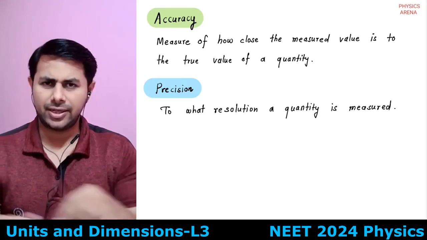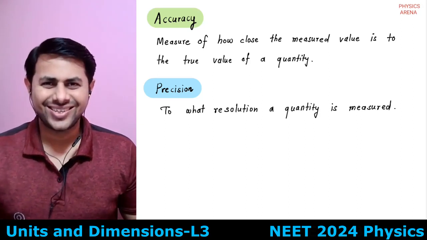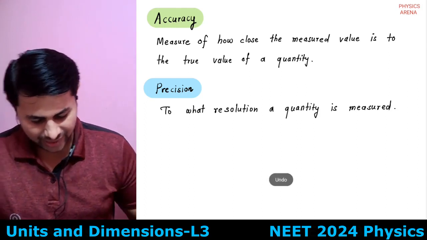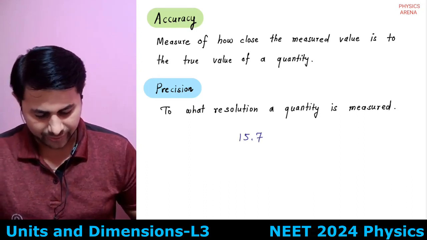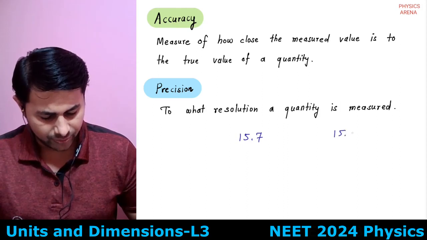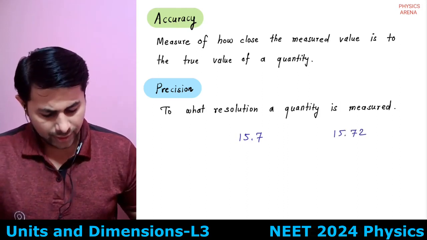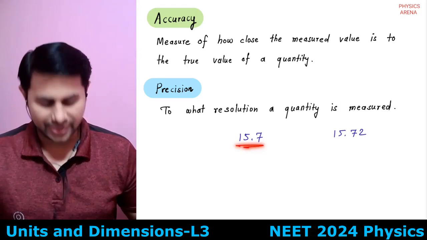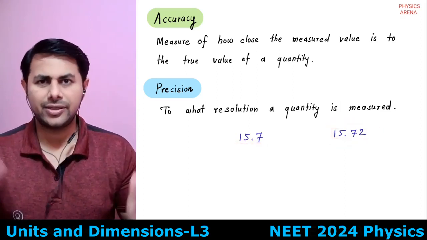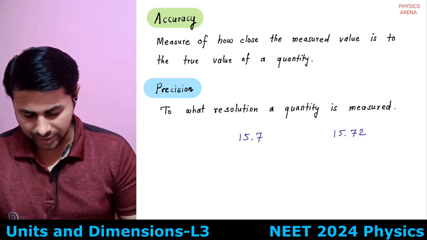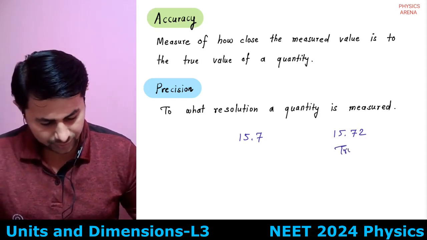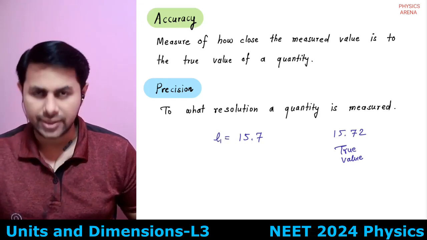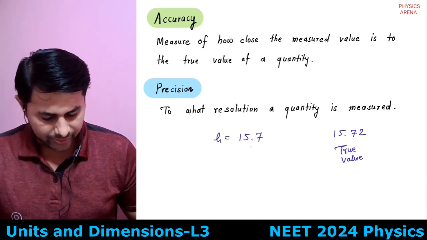For an example, again, I measure the length of the pen. You might get bored, but that's the example that comes to my mind. So the reading that I take is, let's say, 15.7. And suppose the length of the pen is 15.72. Then I take some other device, a vernier caliper. Earlier I took a meter scale and got this reading, 15.7. The exact length, suppose, is equal to 15.72. So this is the true value, and this is the measured value, or reading 1. I will call it L1. This is measured by meter scale.